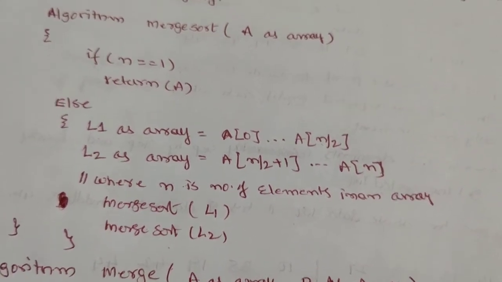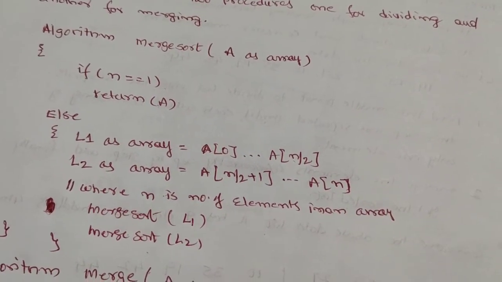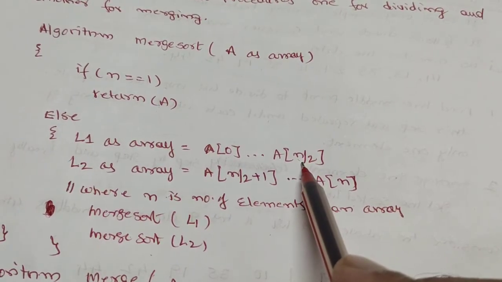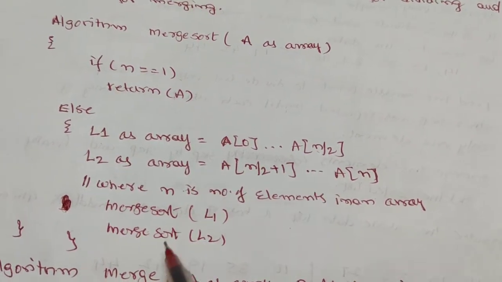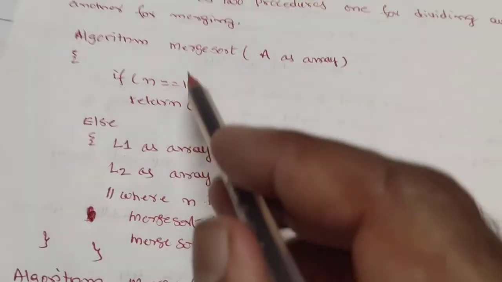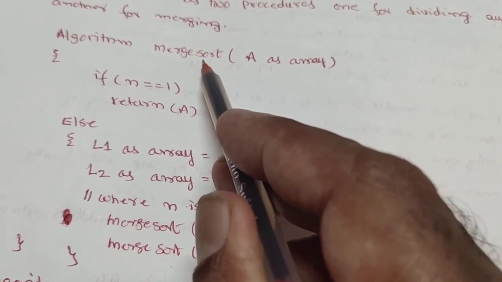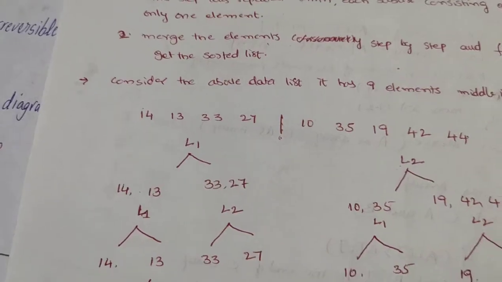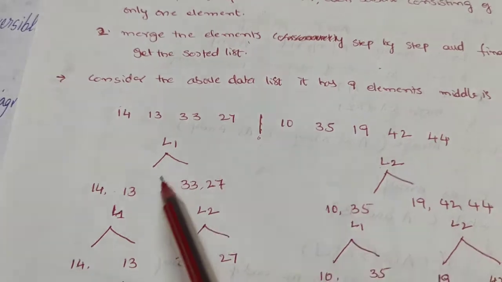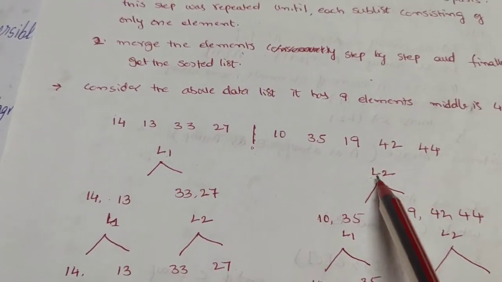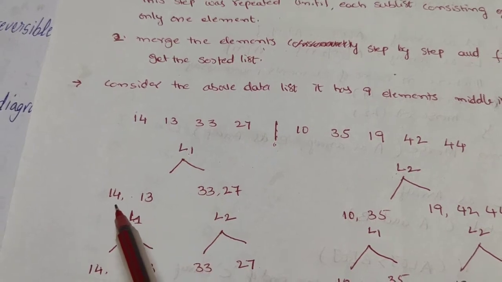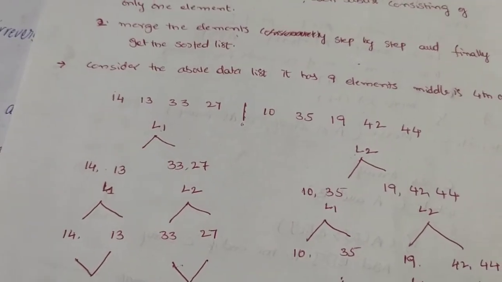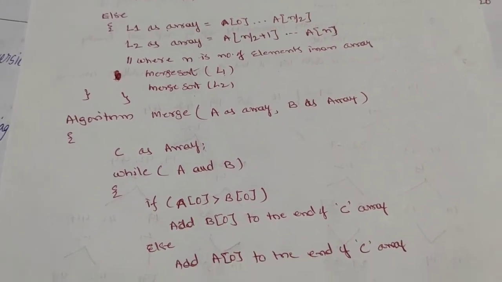Dear friends, please observe clearly. After list L1 gets A0 to n by 2, that means the first half of the elements, I again call merge sort on L1. Again, this is a recursive algorithm. Merge sort is applied again, and this list is again divided into two parts. Please observe carefully. The first list is divided into L1 and L2. Again I call merge sort, and L1 is again divided into two sublists. So by using the recursive merge sort algorithm, I complete the sorting procedure.